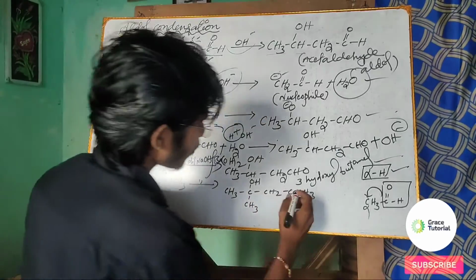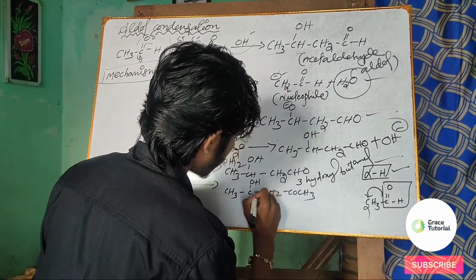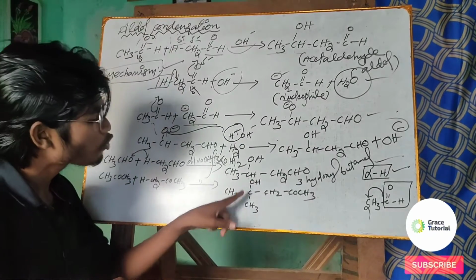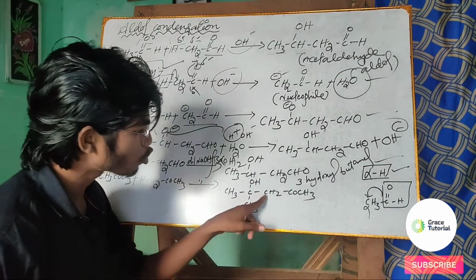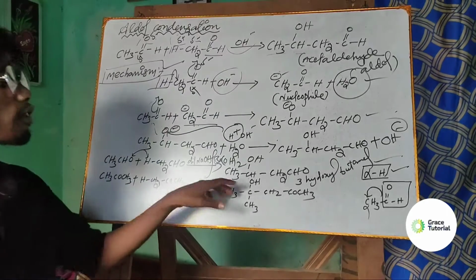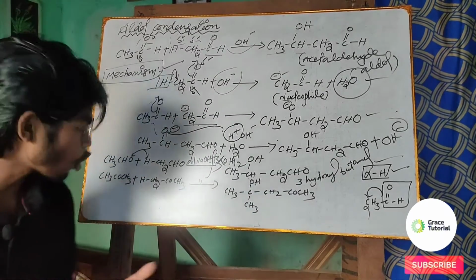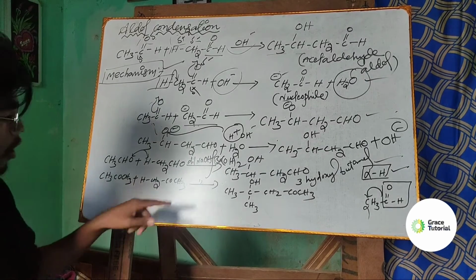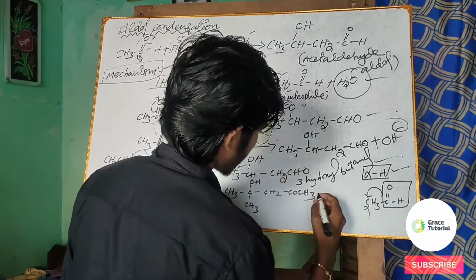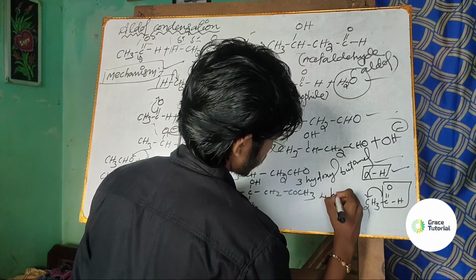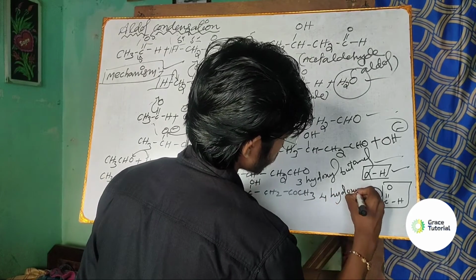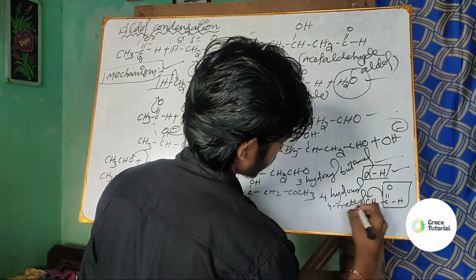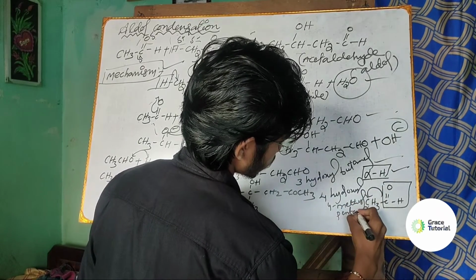The name of this compound is, 1, 2, 3 and 4. That means the 4 hydroxy 4 methyl, 1, 2, 3, 4, 5. 4 hydroxy 4 methyl pentanone. Here we need to write 4 hydroxy 4 methyl pentanone.